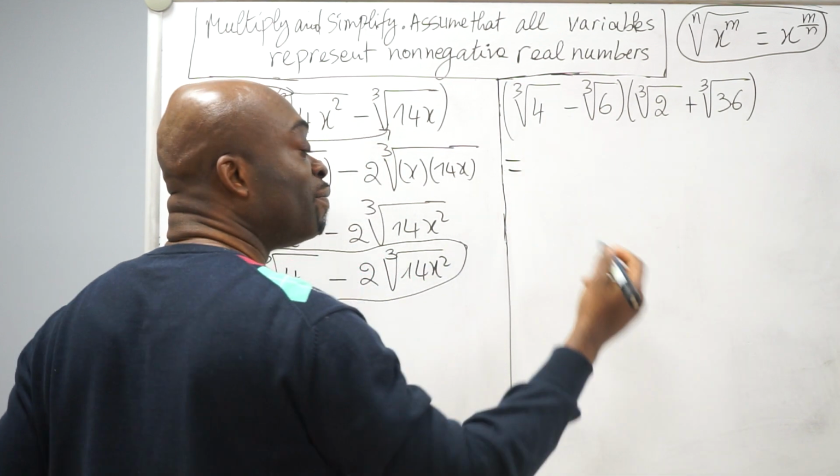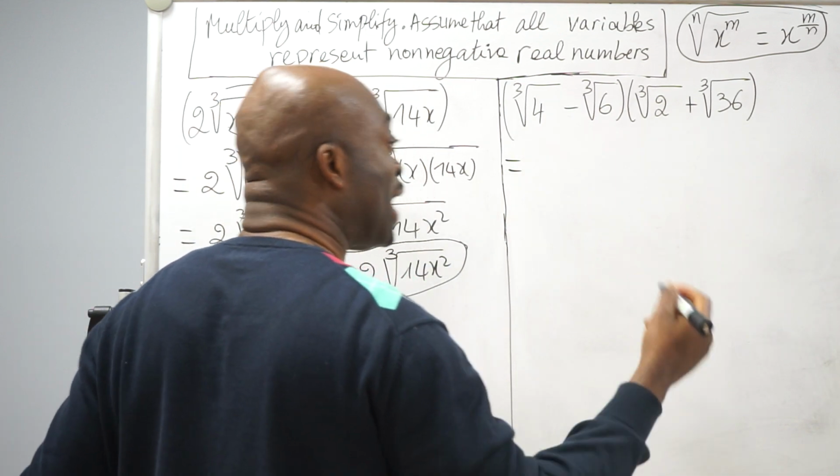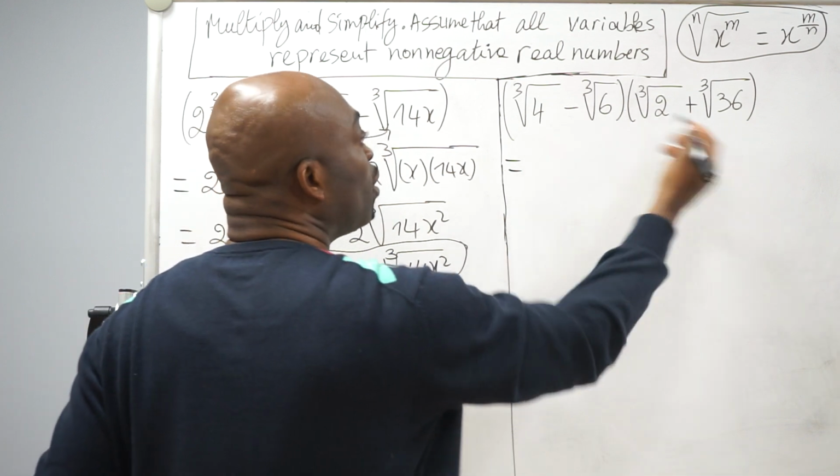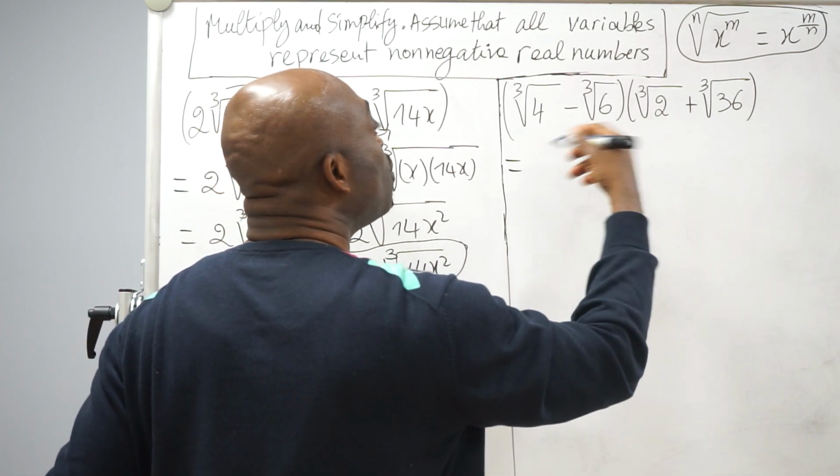So let's go at this one here, and then we have now 2 terms here and 2 terms there, so we're going to use the FOIL method: the first, the outer, the inner, and then the last. Or again, we call it the distributive principle or property.